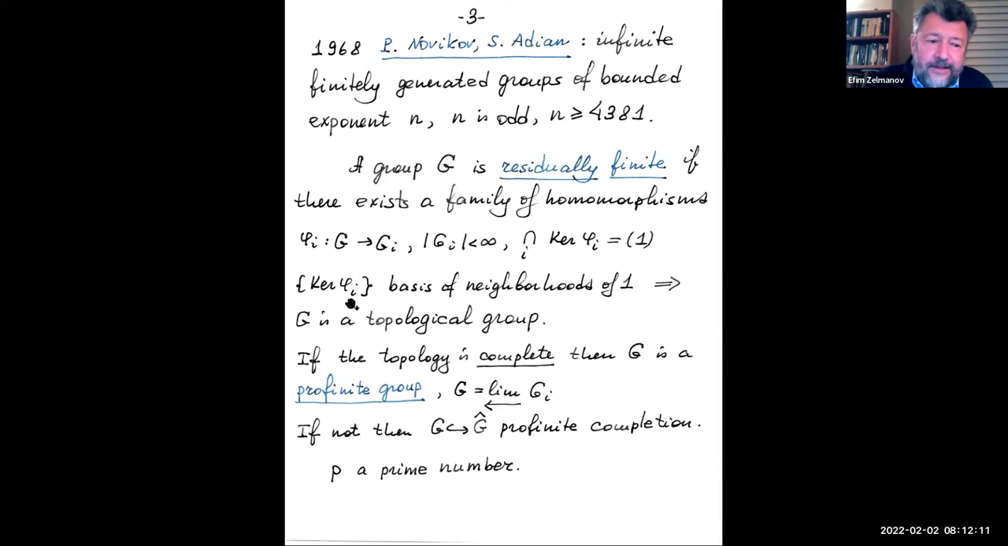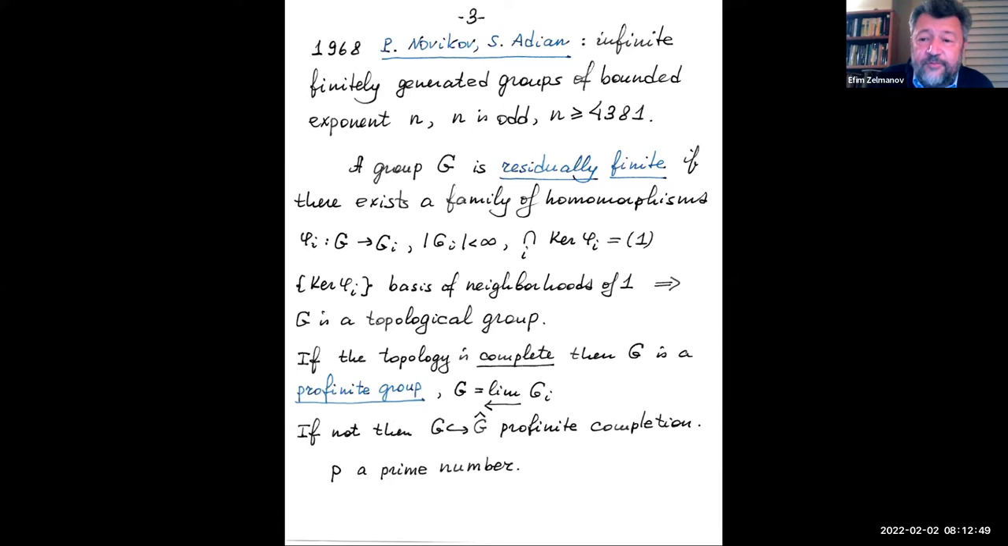The kernel of every such homomorphism is a subgroup of finite index. Since the intersection is trivial, we can view these subgroups as bases of neighborhoods of the identity element. So the group G becomes a topological group. Every residually finite group is automatically a topological group. If this topology is complete, so if every Cauchy sequence has a limit, then we say that G is a profinite group. In this case, it can be represented as an inverse limit of finite groups.